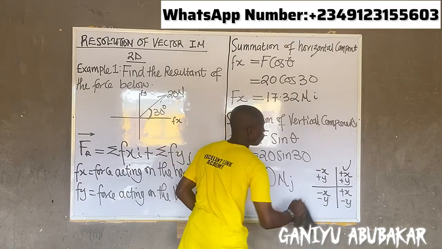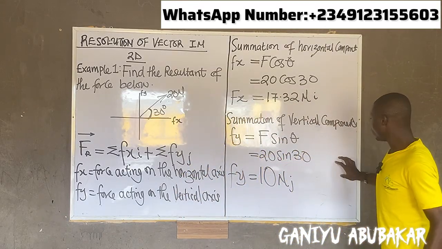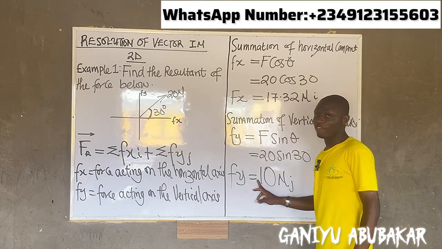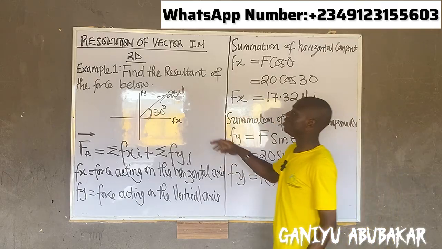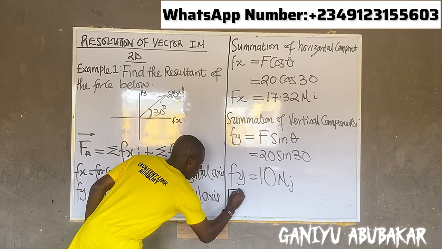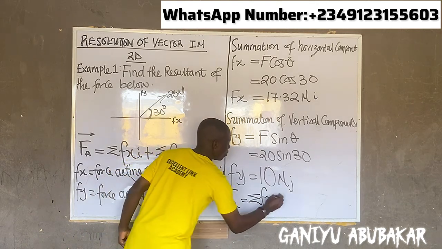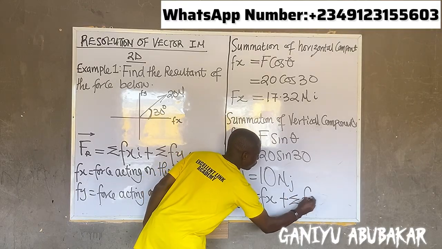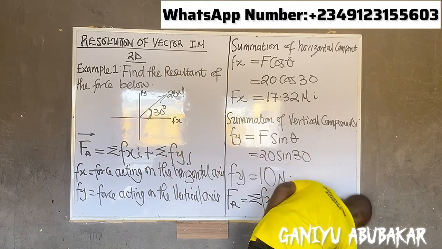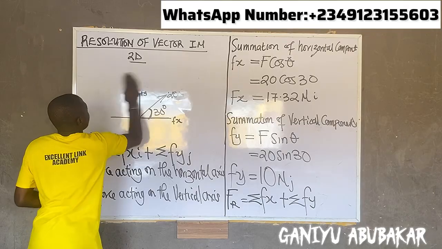So we have looked for Fx and Fy. For my first quadrant, the two are positive. That's why I have a positive value here and a positive value here. So I have to find the resultant force. That gives resultant force Fr equal to summation Fx plus summation Fy. From here, let's get the resultant force.